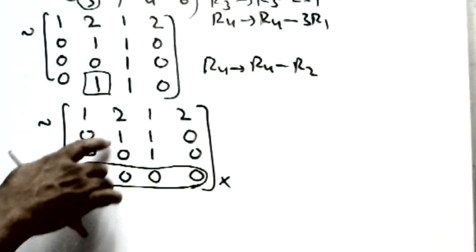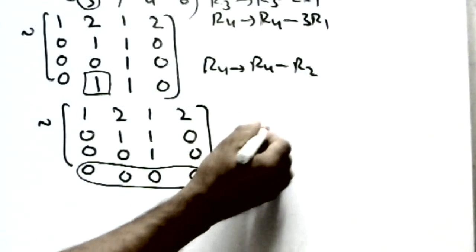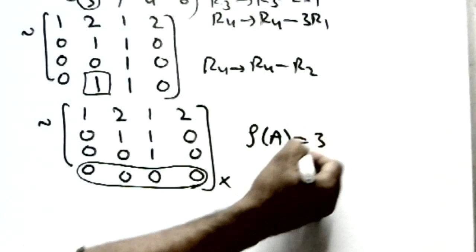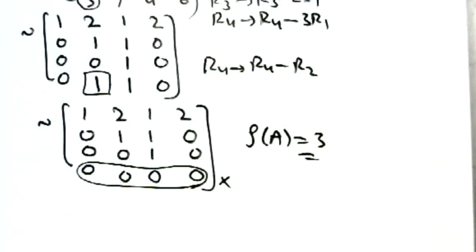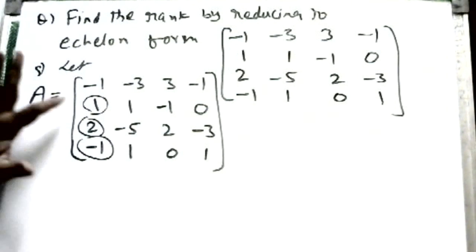So here we have a non-zero row. This is also non-zero. This is also non-zero. So 1 2 3. The rank of A will be 3. Let me do one more question.